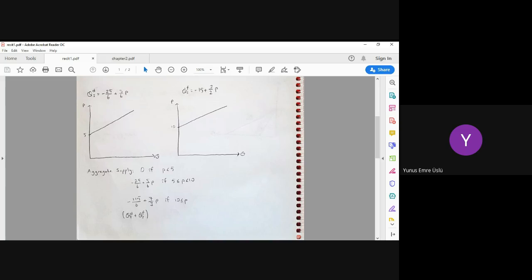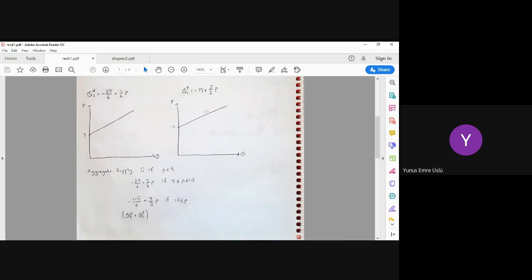The foreign supply function is also similar. It was equal to minus 15 plus 3 over 2 times P. So what price makes the supply zero? Put 0 over here. So this side needs to be equal to 0. And if P is 10, this side will also be equal to 0, and it's increasing in P. So this is the supply curve for the foreign producer.